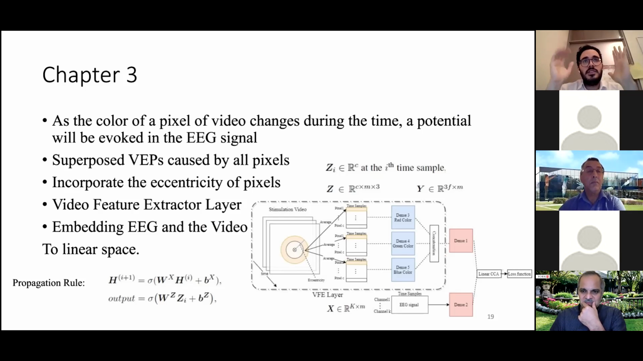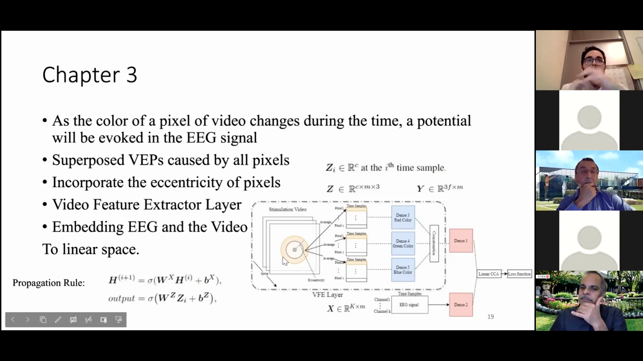And eccentricity, which is the distance of the pixel from the focal point, has a high impact on the intensity of the evoked signal. The further a movement is from the center of attention, the less impact it has on VP. As shown in the picture, we group the pixels in this ring here. We group the pixels of each RGB layer based on their eccentricity. In other words, those pixels which have the same distance from the focal point are located in the same group.